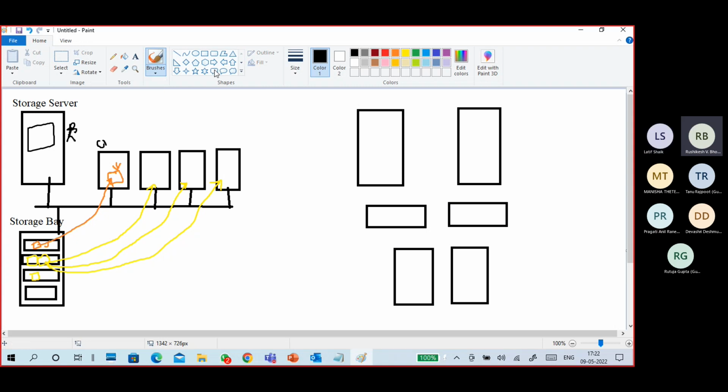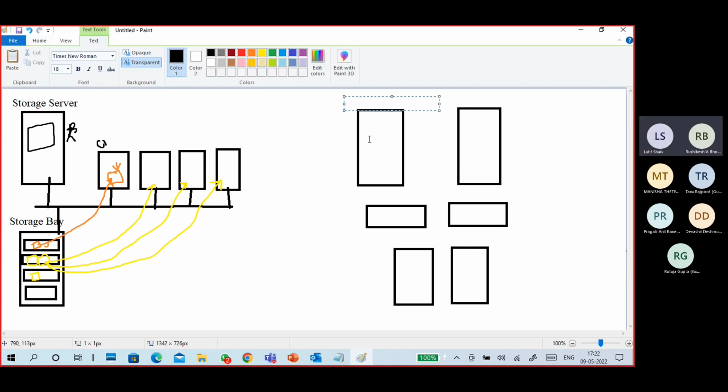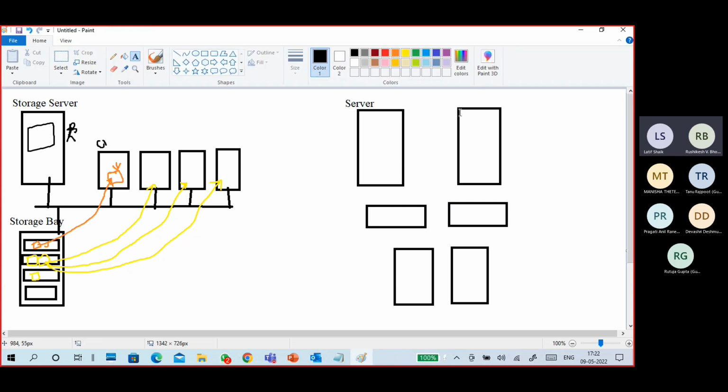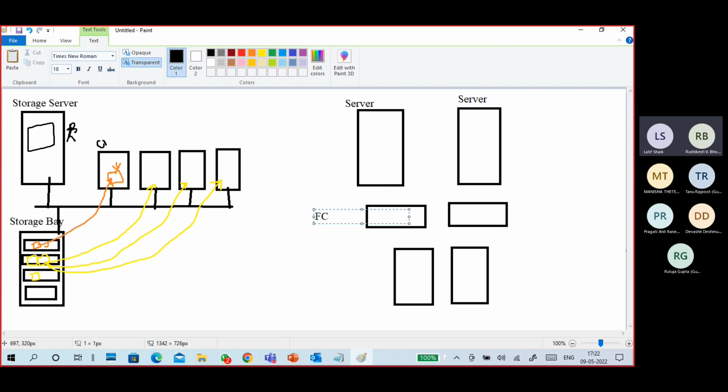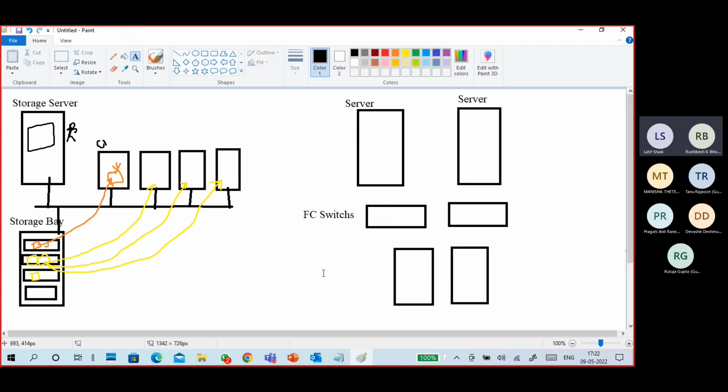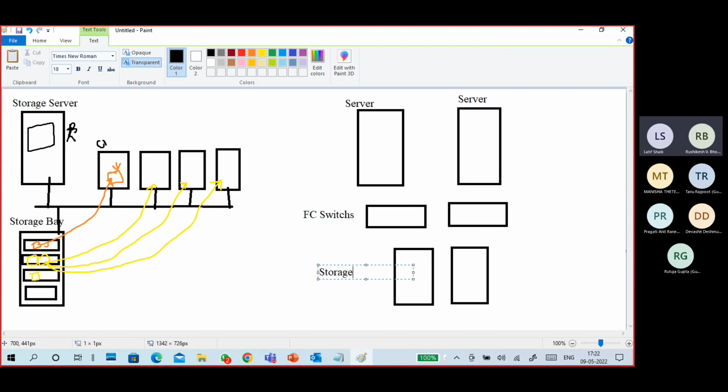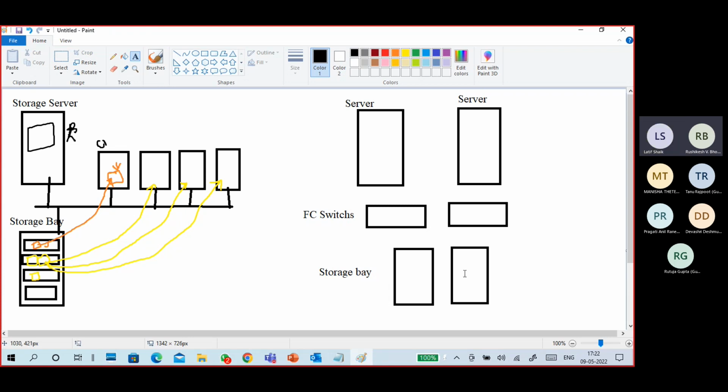This is the server. Okay, this is my storage server, like a server or a controller kind of stuff. Access related, whatever it is, storage server. This is your FC switches, fiber optical. These are the FC switches. These are the servers. This is storage base, means where you put a data storage base. Okay, look at how we're connecting.